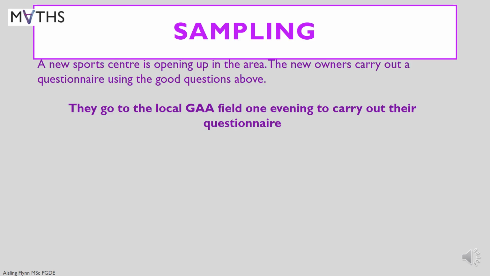The next thing that's important to consider when doing a survey or questionnaire or study is sampling. So a new sports centre is opening up in the area. The new owners carry out a questionnaire using the good questions above. Now they go to the local GAA field one evening to carry out their questionnaire. GAA is Gaelic Athletic Association, so most likely football or hurling.